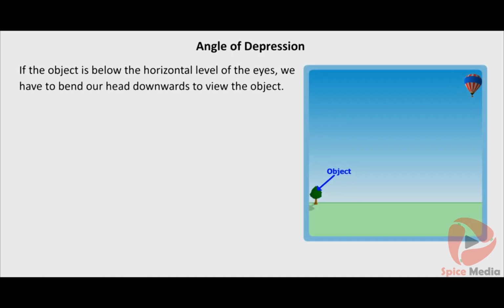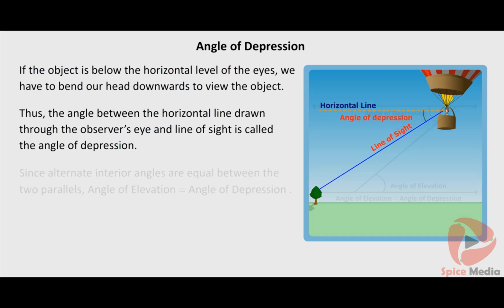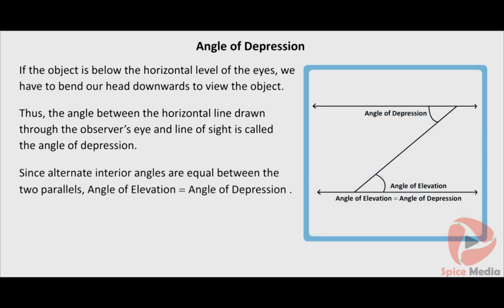Angle of depression. If the object is below the horizontal level of the eyes, we have to bend our head downwards to view the object. Thus, the angle between the horizontal line drawn through the observer's eye and the line of sight is called the angle of depression. Since alternate interior angles are equal between the two parallels, the angle of elevation is equal to the angle of depression.